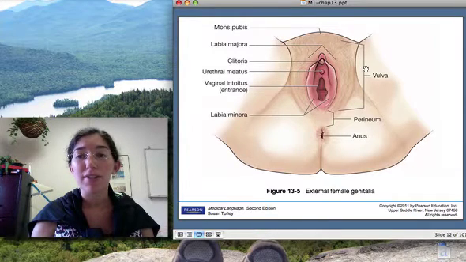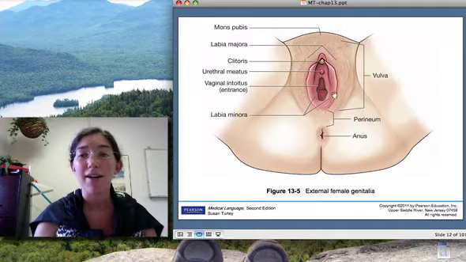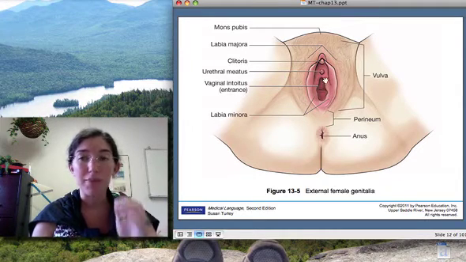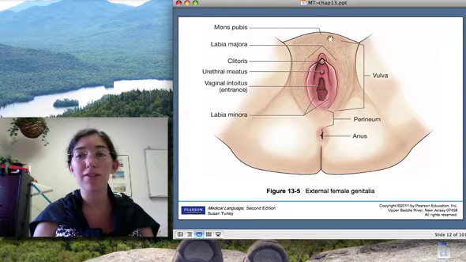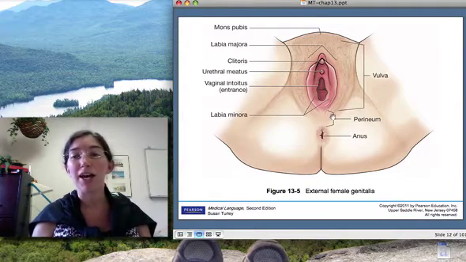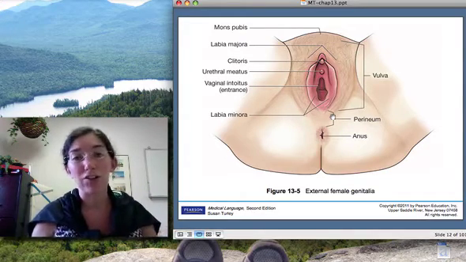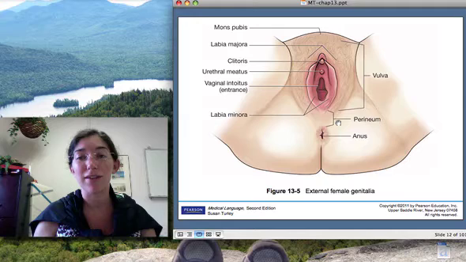Labia majora versus labia minora. The labia majora are the thicker skinned, covered in pubic hair. The labia minora are a softer skin, and they are not covered in pubic hair. The clitoris, the urethral meatus, and all of those parts I just mentioned, all together we refer to that whole structure as the vulva, the external genitalia.